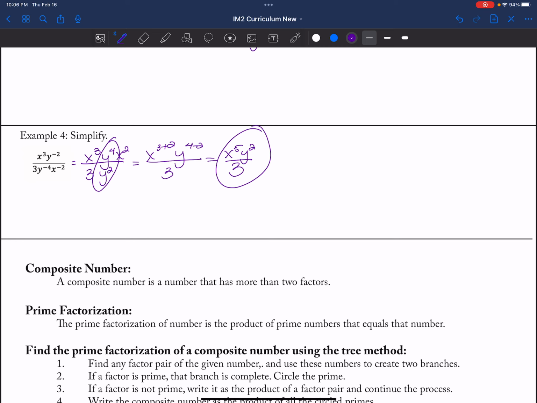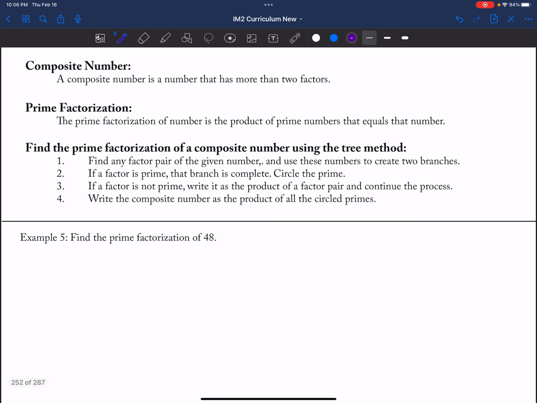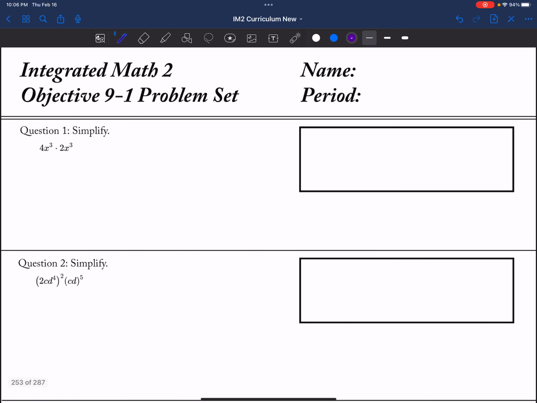Okay? A composite number is a number that can be split up into 2 or more factors. Prime factorization is that little tree thing that we do. So if I want to find prime factorization, it's 2 and 24, 2 and 12, 2 and 6, and 2 and 3. So 48 is equal to 2 to the 4th times 3, which we've done prime factorization already once before. Okay? And then that is it for this lesson.